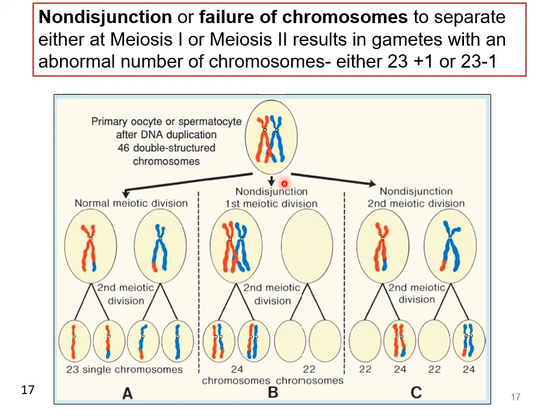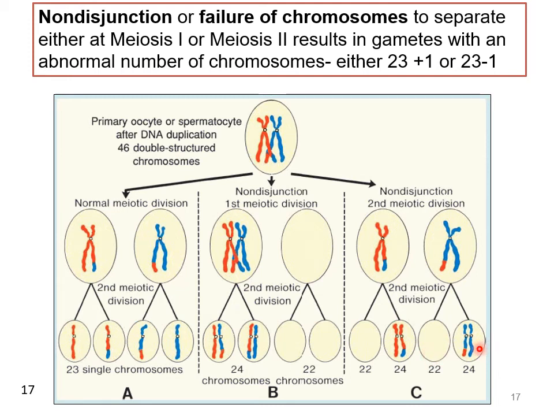Now this non-disjunction can occur at the second meiotic division. That means at this place. Normally they're supposed to split like this. Now if they don't split and both go to one cell, the other one doesn't get any, and so on. So again the end result is an extra or lesser number of chromosomes.